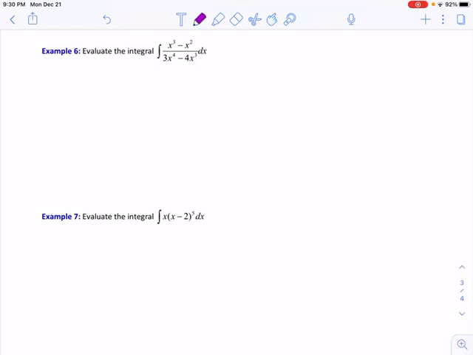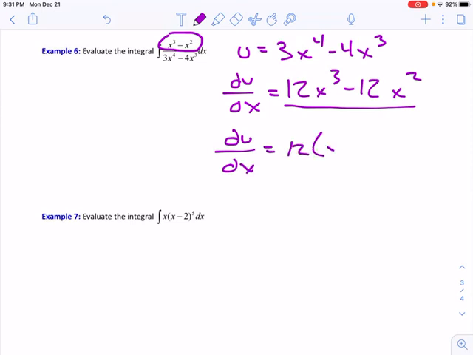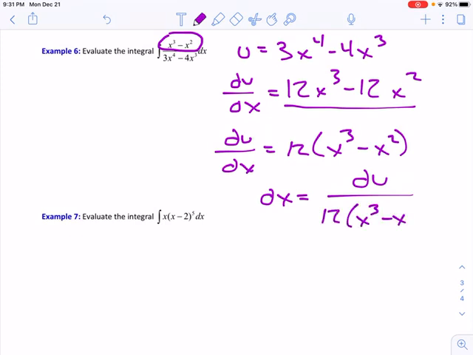And so if we were to let u be equal to the denominator 3x to the fourth minus 4x cubed, and let's take the derivative of that, du dx is equal to 12x cubed minus 12x squared. Well, notice that the numerator here has an x cubed minus an x squared. So the numerator looks a lot like this derivative. In fact, it is the same. If we factor out the 12, we have 12 times x cubed minus x squared. And so they differ by a factor of 12. And so that's okay. So solving this for dx, just like we've done before, dx is equal to du over 12 times x cubed minus x squared.